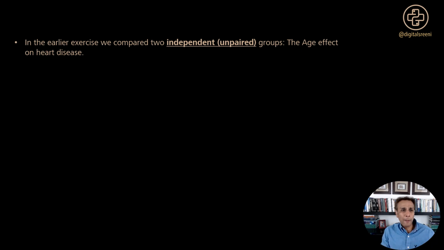So now, in the earlier exercise, we just compared independent groups, right? So these two are independent. The people in the heart disease group are different from the population representing no heart disease. You cannot have the same person categorized into both heart disease and no heart disease. So it's either this or that. So these are unpaired groups.